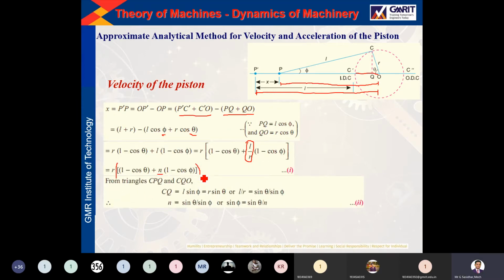And again further, from triangle CPQ. Where is CPQ? This one, this triangle. What is CQ? This one. That is sin pi only. Sin pi equals CQ by PC. Now CQ equals L sin pi.